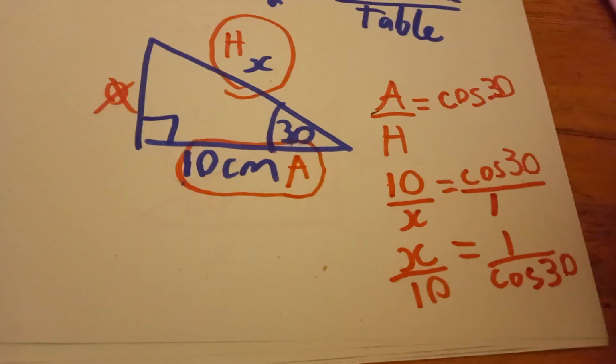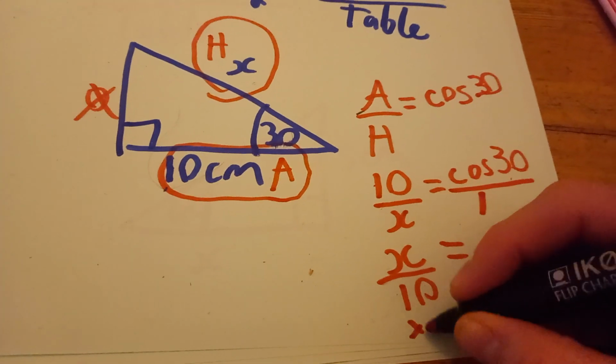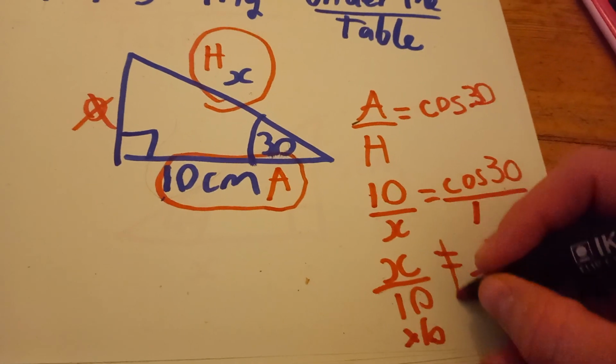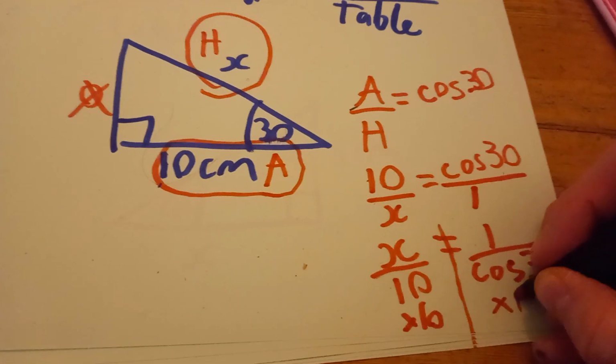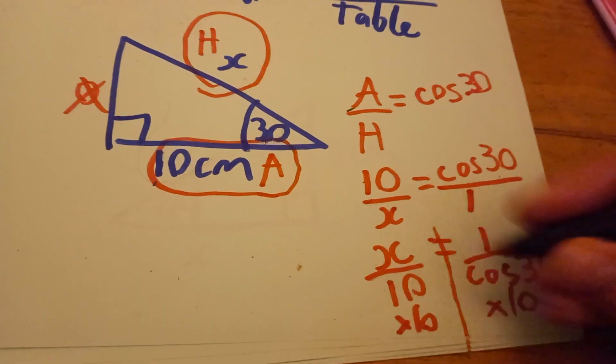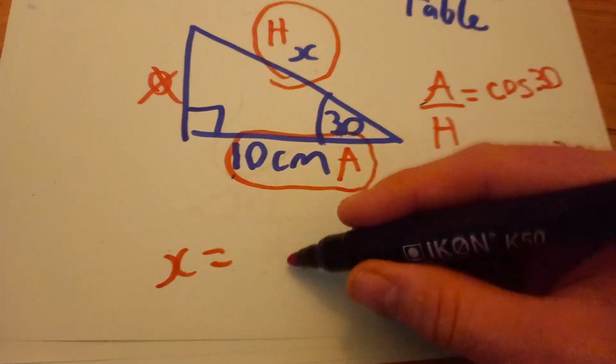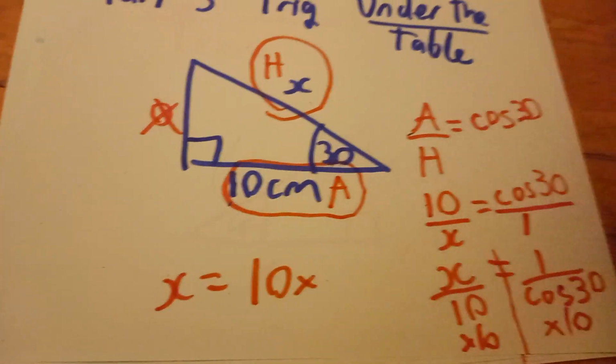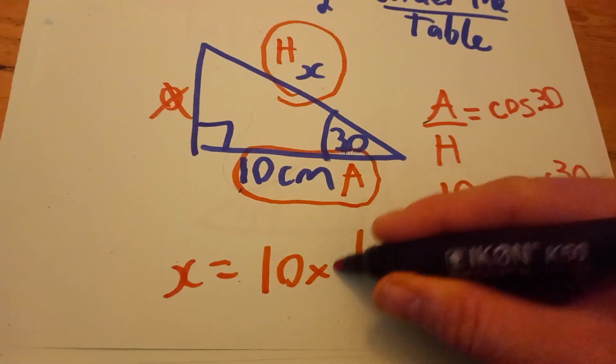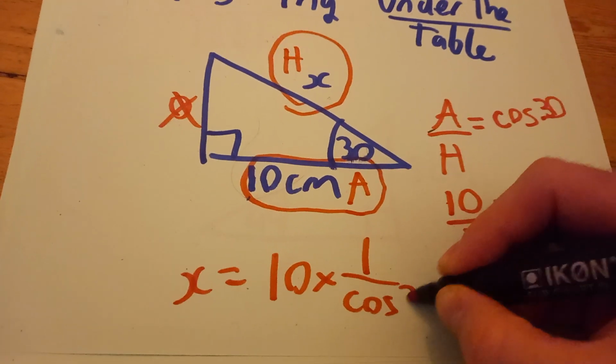And then we need to times both sides by 10. Okay, again, build your little wall. Times 10, times 10. So what does that give us? That gives us x on its own. X equals 10 times 1 over cos 30.